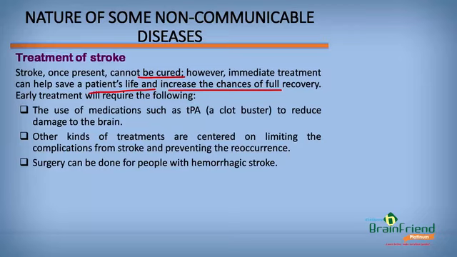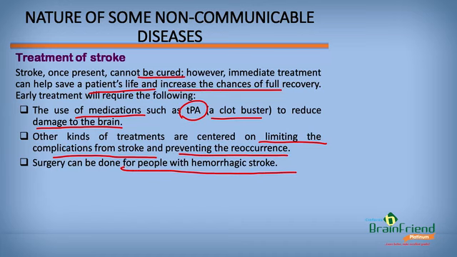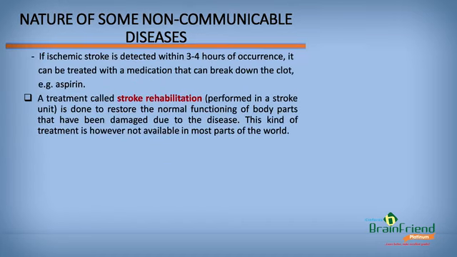Early treatment will require the use of medications such as what we call TPA. Now, TPA is a clot buster. It helps to reduce damage to the brain. Other kinds of treatment are centered on limiting the complications from stroke and preventing its reoccurrence. Surgery can also be done for people with hemorrhagic stroke.